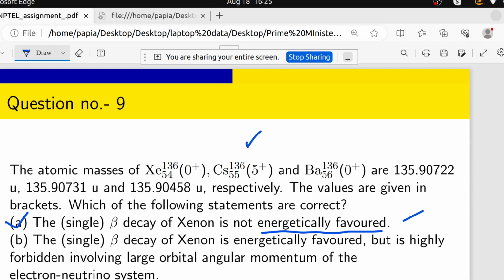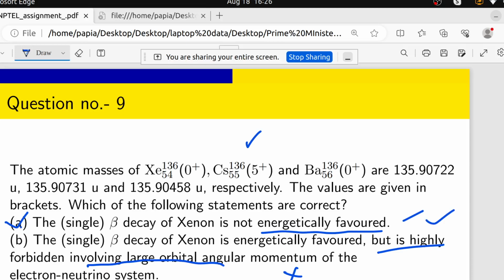What is option B? The single beta decay of xenon is energetically favored but is highly forbidden, involving large orbital angular momentum of the electron neutrino system. See, the difference between A and B is that option A says it is not energetically favored, but the second option says it is energetically favored. So obviously it will be wrong, but we don't need to check these portions, because as we have already proved that option A is correct, obviously option B will not be correct.